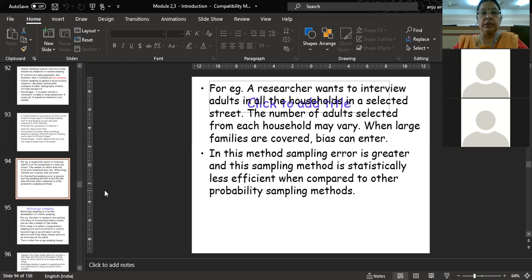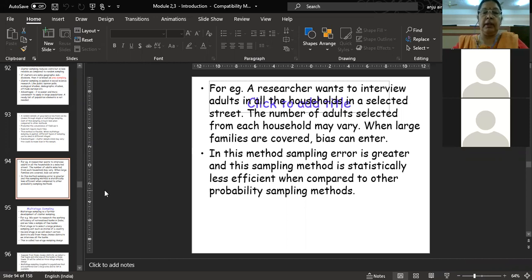So suppose a researcher wants to study adults in households in a particular street. So he wants to interview the adults in the households in a particular street. Now the number of adults in each household will be different. Some houses only 2 people will be there, adults. In some houses more than 2 people will be there. Large families will be there. So then bias can happen.